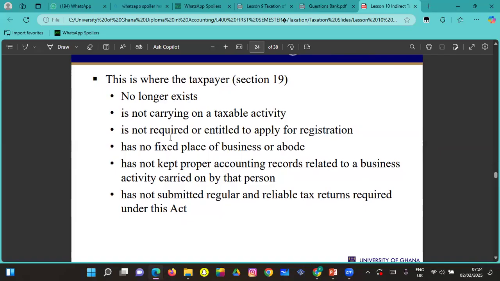So let's say you've applied to register, right? And when they check, you have to have proper books of records, all your sales, all your purchases, and the like. But in case you don't have a proper record of it, then your registration will be cancelled. Then has not submitted regular and reliable tax returns required under this act.